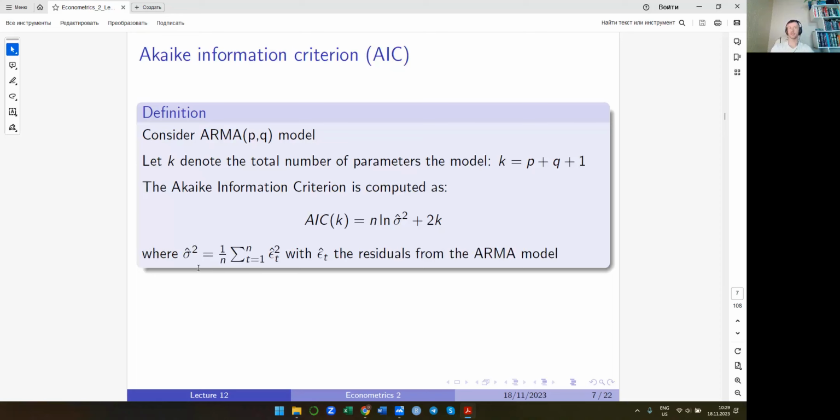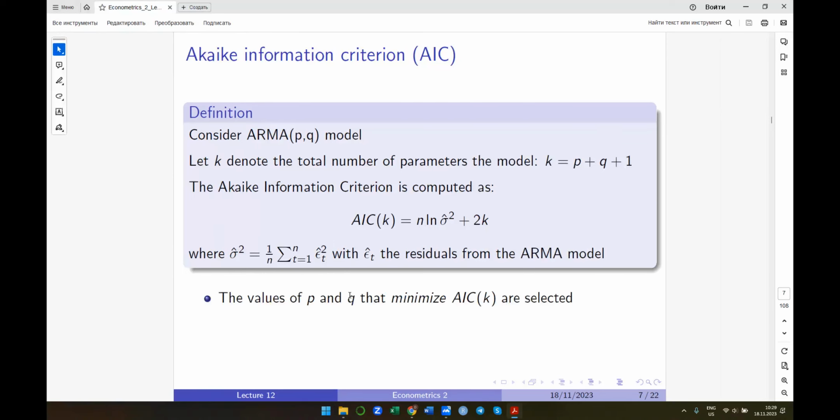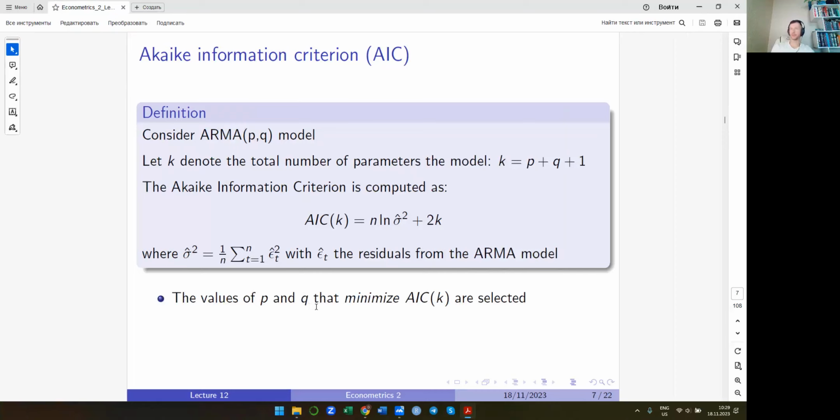So sigma squared hat is the residual variance from ARMA model. So residuals squared and then sum. The values of p and q should or must minimize AIC. So such values of p and q that minimize AIC must be selected. So basically, this is also an algorithm how to choose the appropriate p and q. Just automatically, we are looking for such p and q that minimize this criterion.